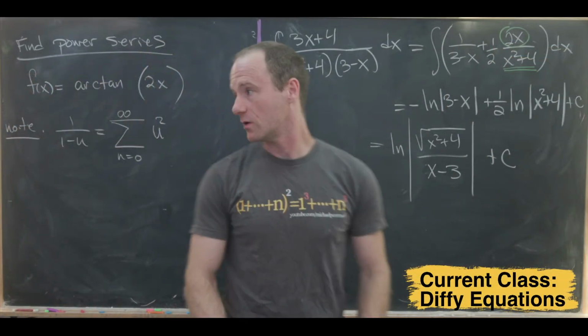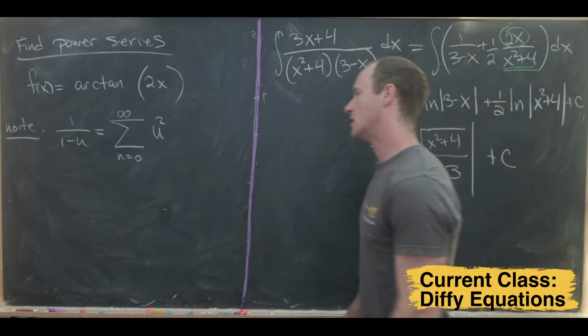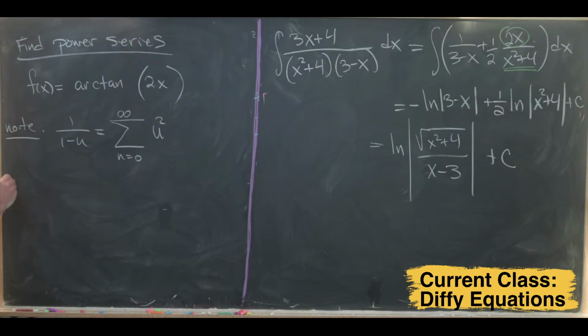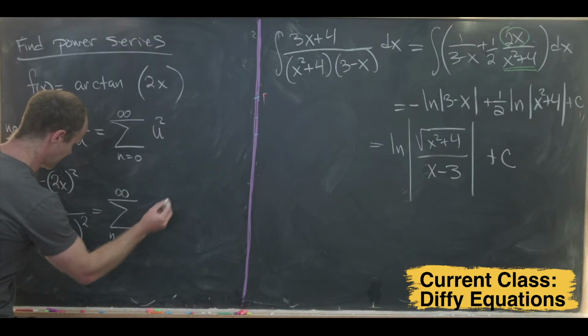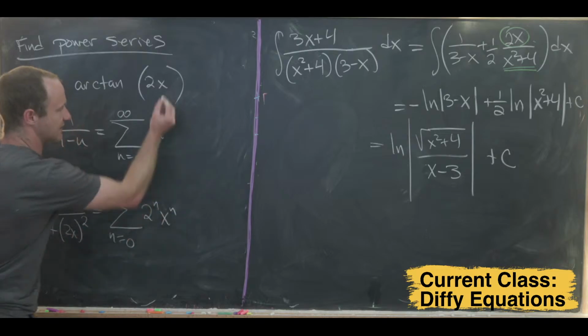Okay, so good. So we've got something like that. But notice if I set u equal to, what do I need it to be equal to? Maybe 2x squared. Actually, maybe it'll be negative 2x squared. That's going to give me 1 over 1 plus 2x quantity squared equals the sum as n goes from 0 up to infinity of 2 to the n, x to the n. That should be an n there.